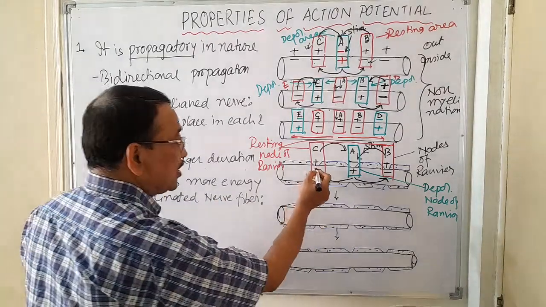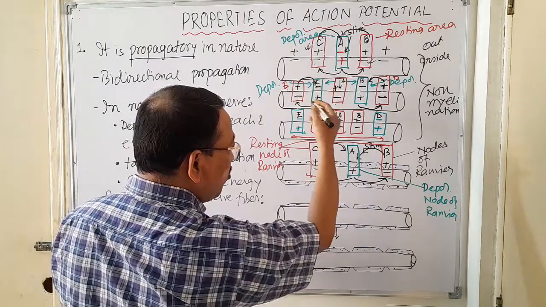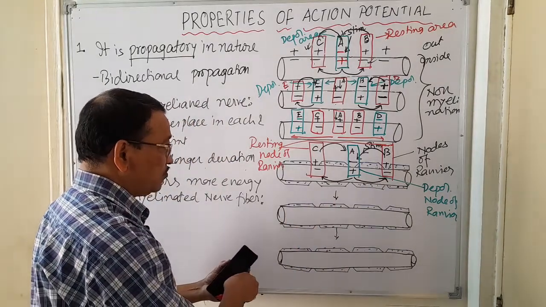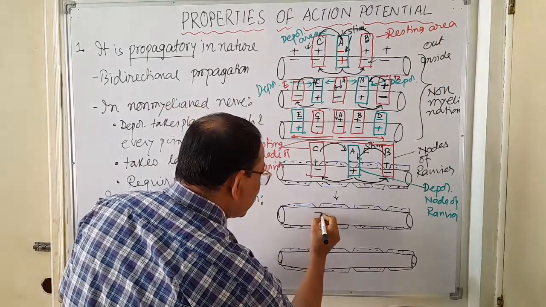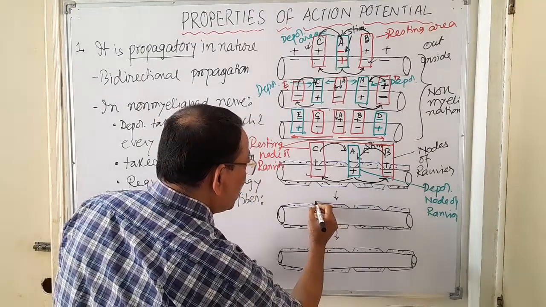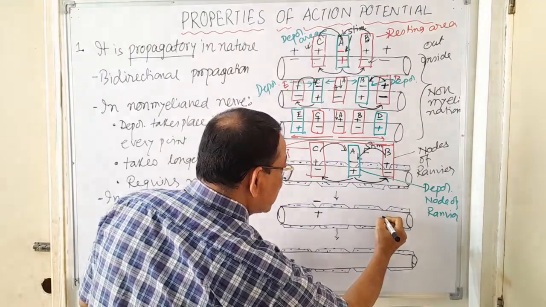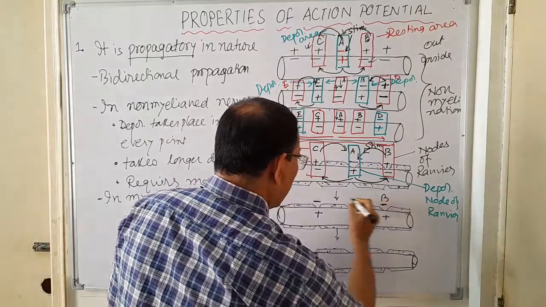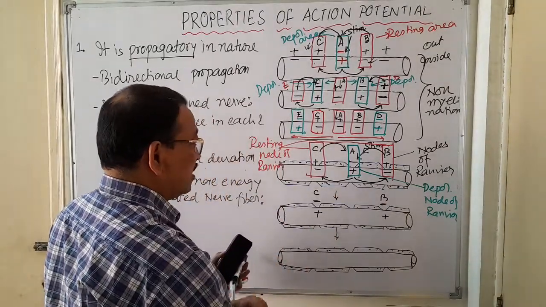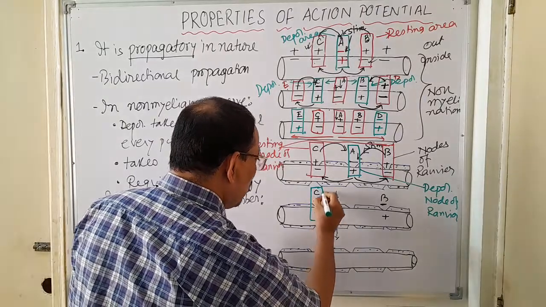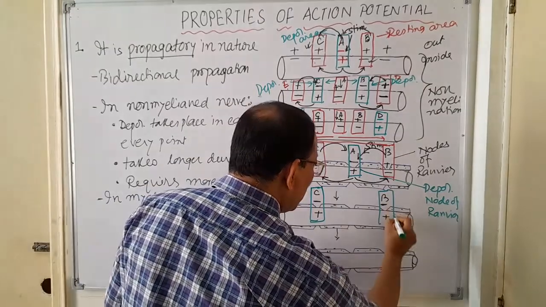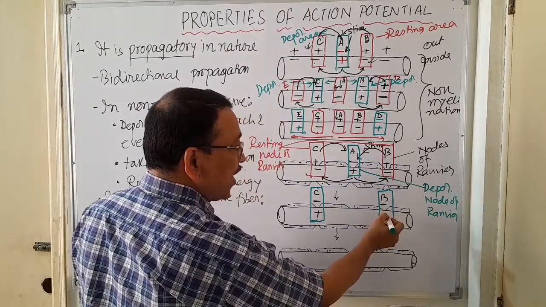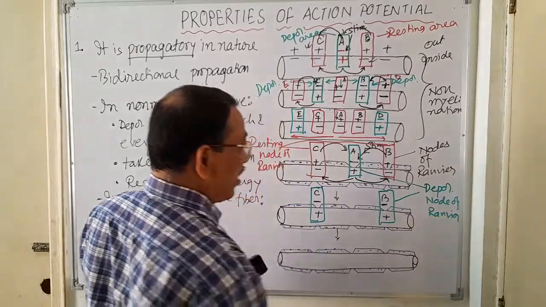As a result, what's happened? In the same way, these parts, B and C, will now be depolarized. So here, the inside at point B will be electropositive, and the outside will be electronegative. Inside will be electropositive, outside will be electronegative, at point B and point C. This area is now known as the depolarized node of Ranvier. So the B and C nodes of Ranvier, which were in the resting condition previously, now get depolarized, and that is known as the depolarized node of Ranvier.